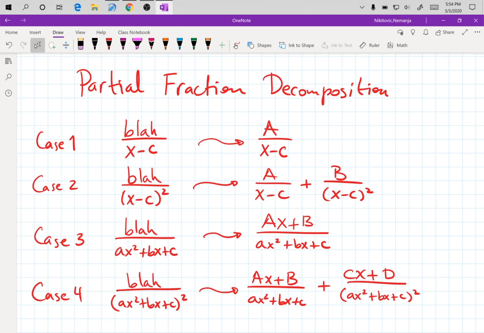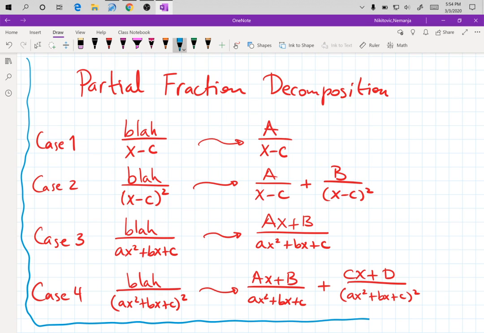Now, these cases are symmetric, right? There are features that repeat themselves, right, as you go from case to case.